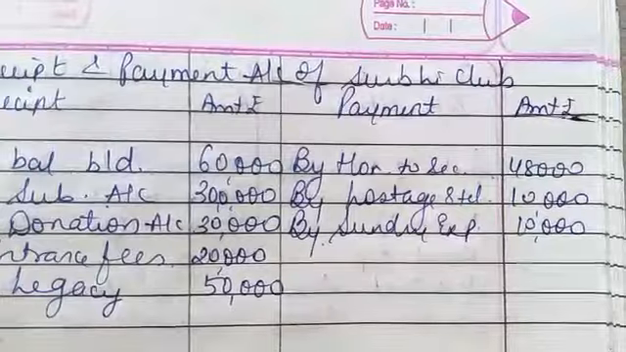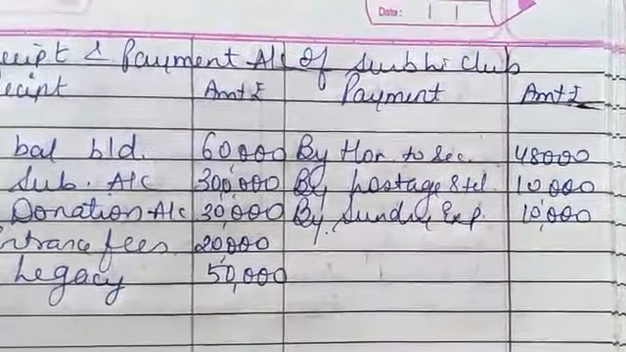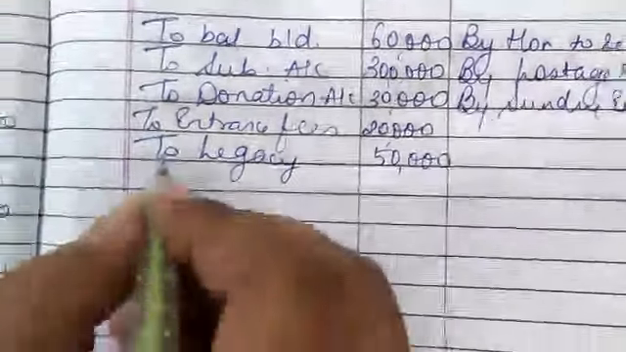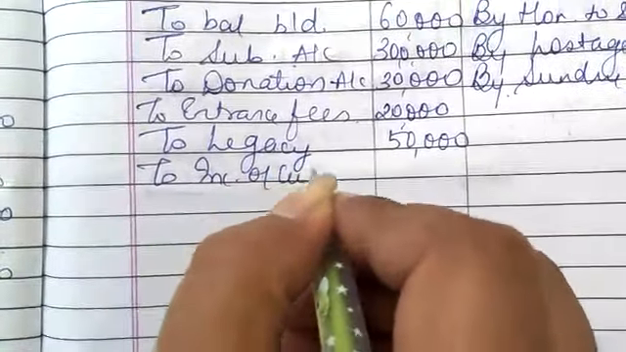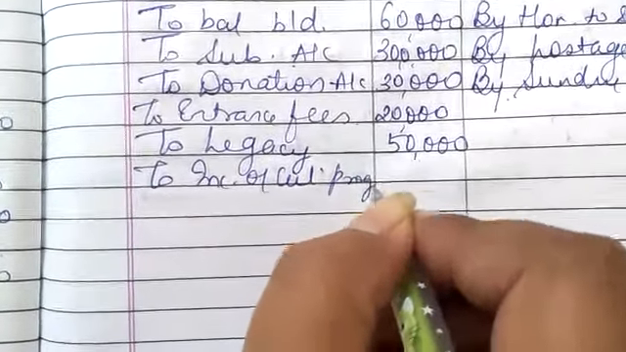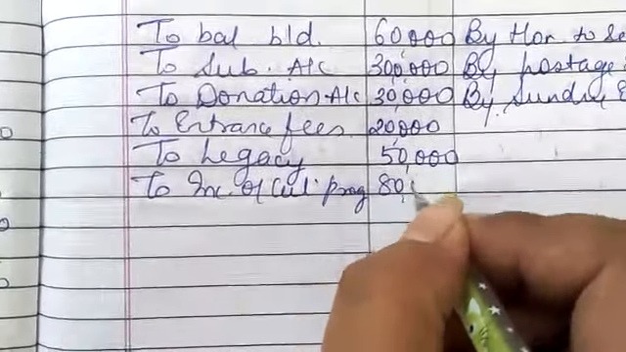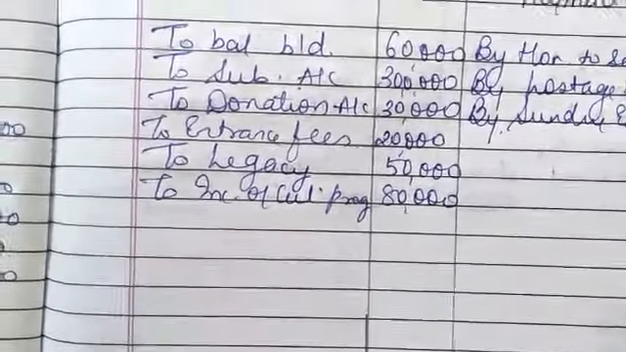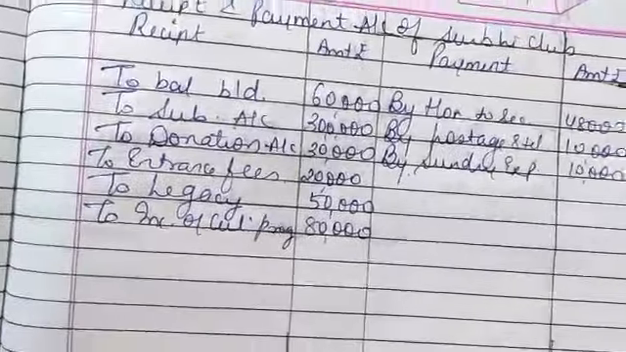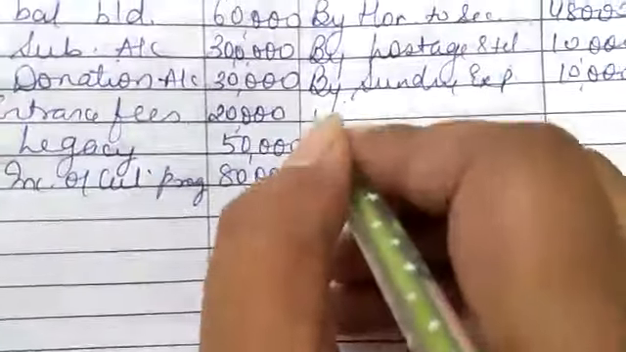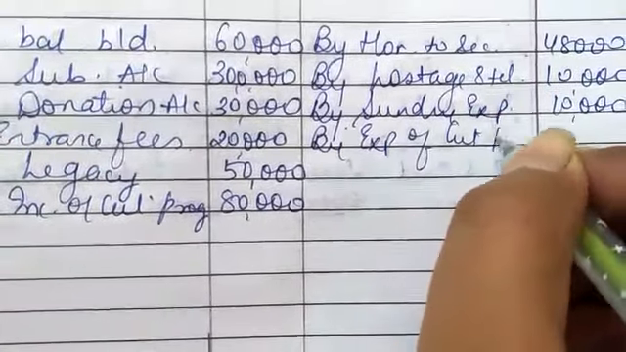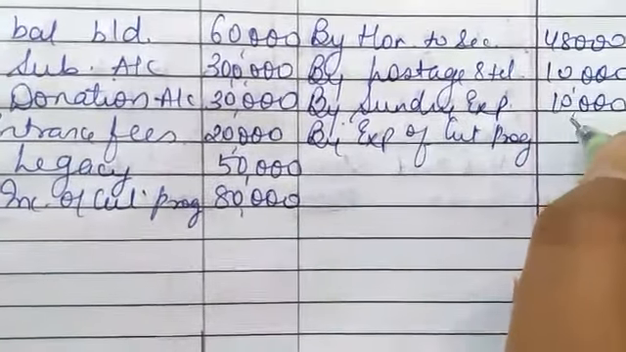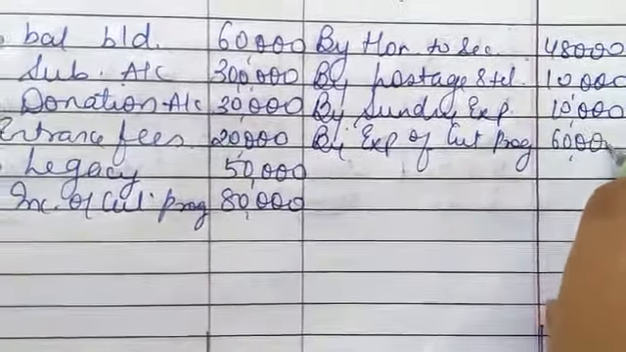Then it is given to us income of cultural program. So income of cultural program, amount for the same is 80,000. Then expense of cultural program. So here by expense of cultural program, amount for the same is 60,000.